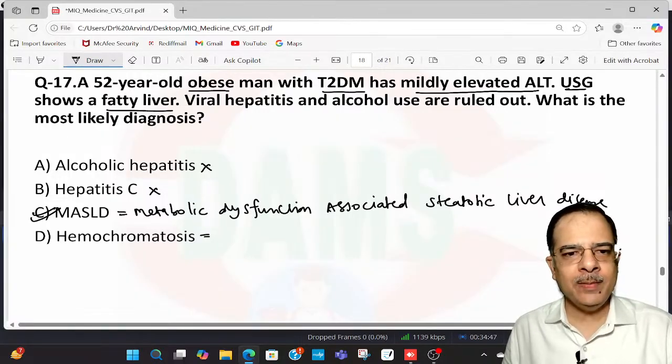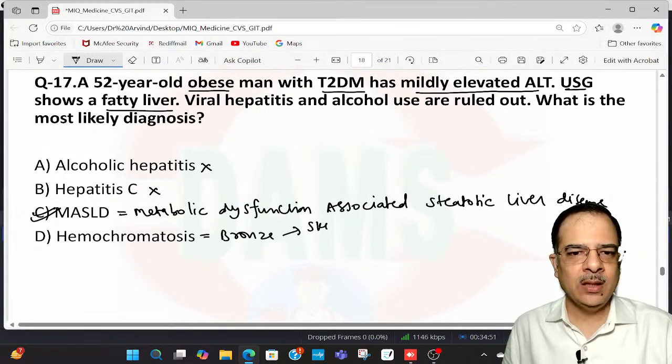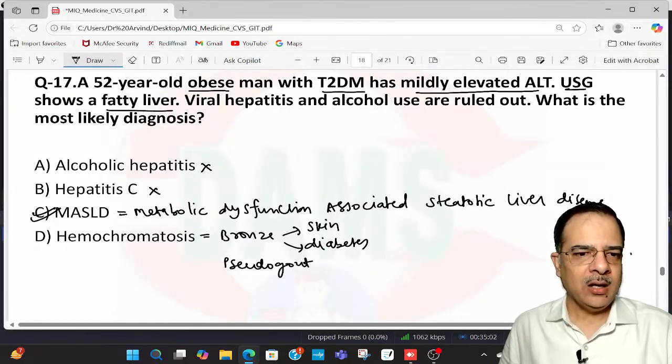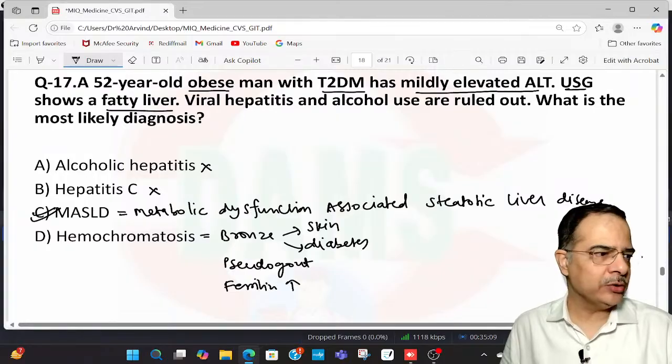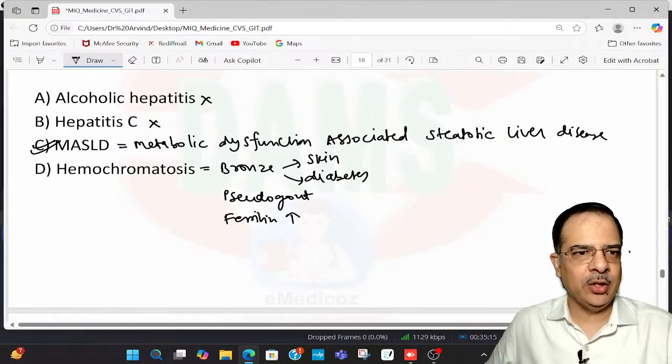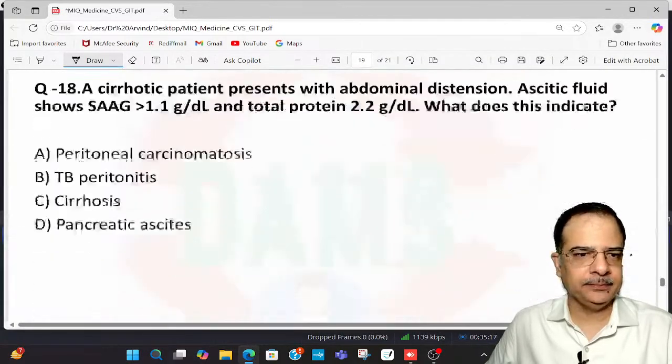While for hemochromatosis, you will be given a bronze skin and bronze diabetes. Rather than type 2 diabetes, it will be a bronze diabetes and pseudogout features. Iron levels will be high, ferritin level will be high. So these will be the features which will be given, and the treatment is, yes, vitamin E we can give in MASLD.